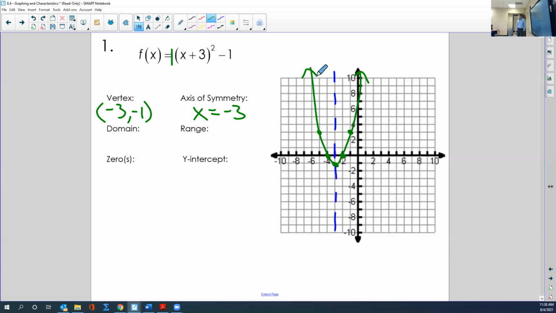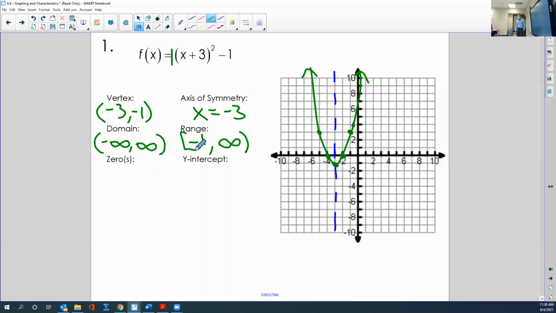Okay, any questions on the graphing part before we do characteristics? All right, our domain should be consistent in all quadratics. We should be going from negative infinity to infinity, all real numbers. Remember that we're using interval notation. Our range, what is our smallest y value? -1. And then what's our largest y value? Infinity, because we're going to keep going up. We do not include infinity, but we do include -1. Just make sure that you have that bracket on -1.